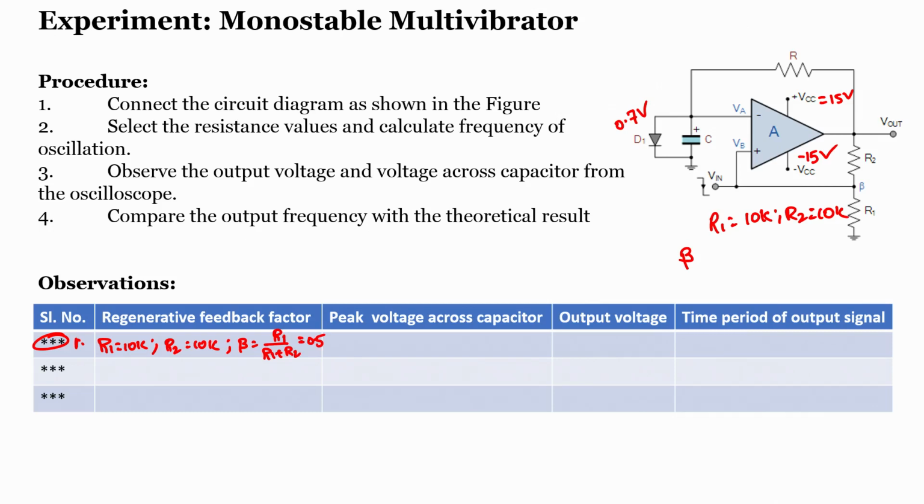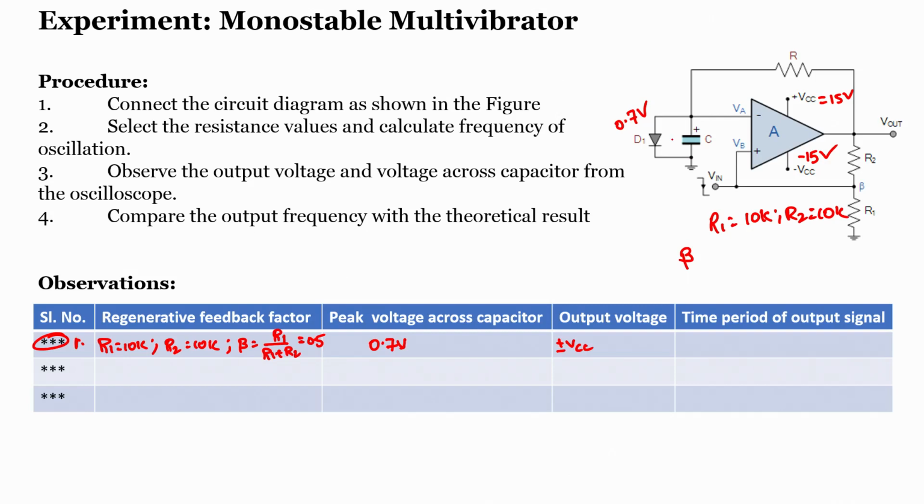Now what will be the peak voltage across the capacitor? The peak voltage will be equal to the diode cutoff, which is 0.7, right. So what will be the output voltage? Oh, this is the output voltage. The output voltage will always be plus or minus VCC, because the output can only saturate from plus VCC to minus VCC, but the period or the duty cycle depends upon our R and C, right.